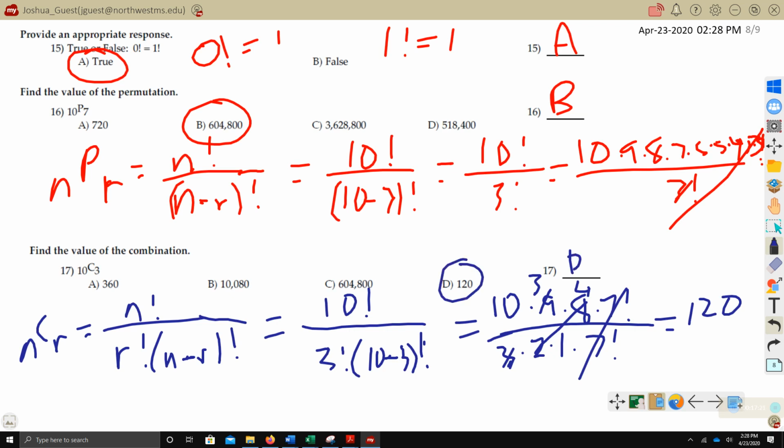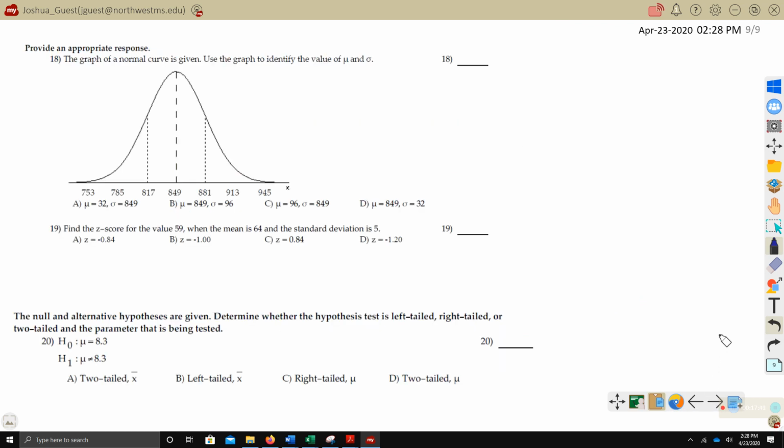So again, you got your calculator, you go to your stats menu, and your calculate menu, and you go find it, and you say, okay, you type in 10 nCr 3 equals enter, and boom, it spits out 120, and you're done. Same thing, 10P7, 10 nPr 7 equals, and it's going to spit out 604,800, and you will be done with that one as well.